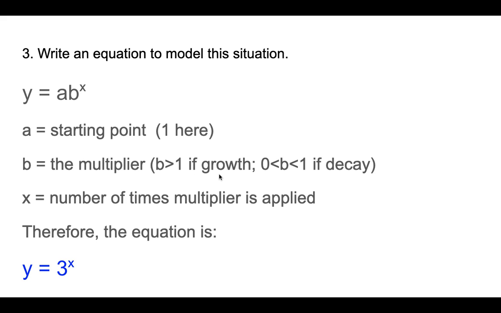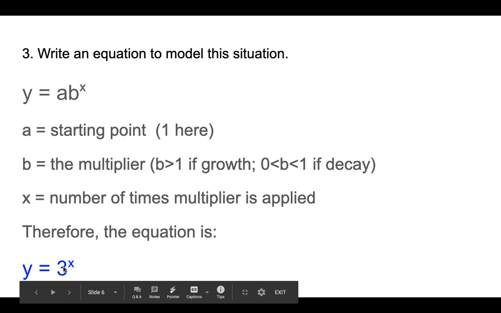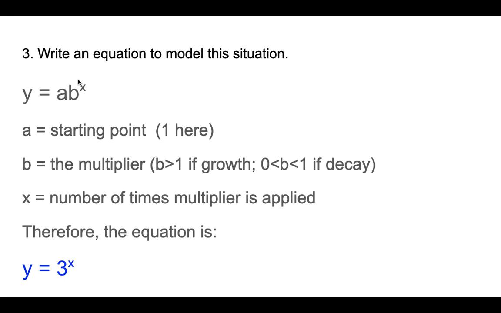Just to remember, if B is greater than 1, that gives you a growth. So if something is increasing, your multiplier has to be bigger than 1. If your function or situation is going down, your B has to be between 0 and 1. Okay, so that's something to keep in mind when you're making equations for these situations. In our case, our multiplier was 3. And then x, we're going to keep that here just to make our general equation. That's the number of times the multiplier is applied.